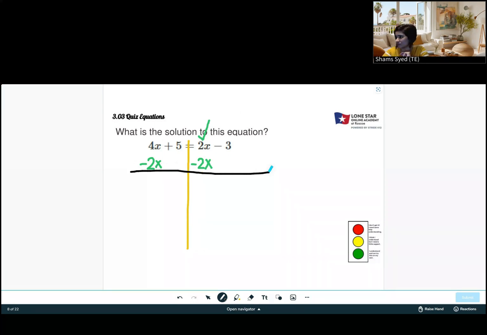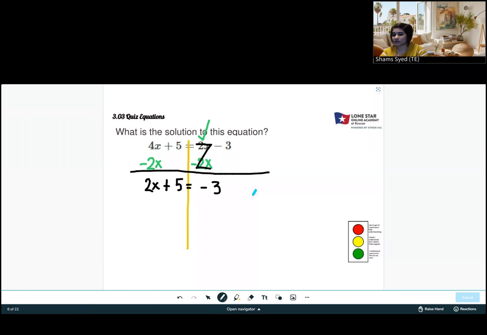Let's see what is the impact of subtracting 2x. Vida says 4x minus 2x gives you 2x. We also have plus 5. Now on the right side, a 2x minus a 2x, we got rid of these terms, 0. But we still have a negative 3.